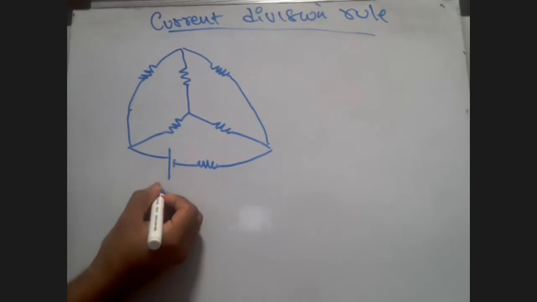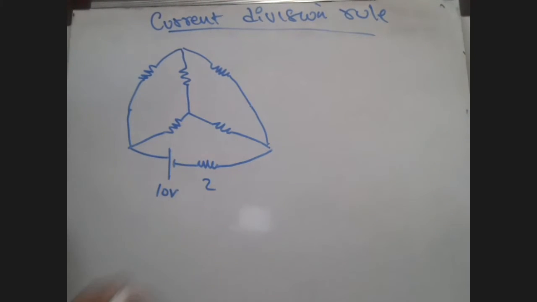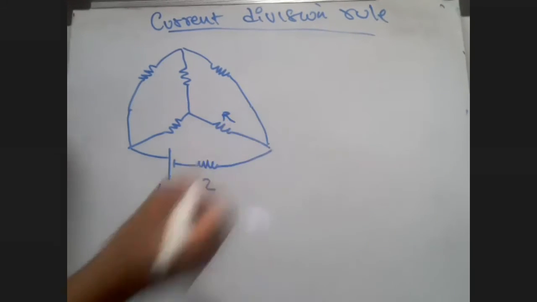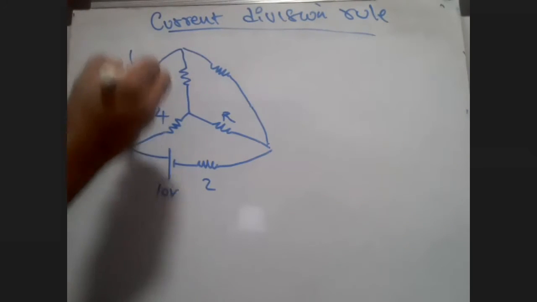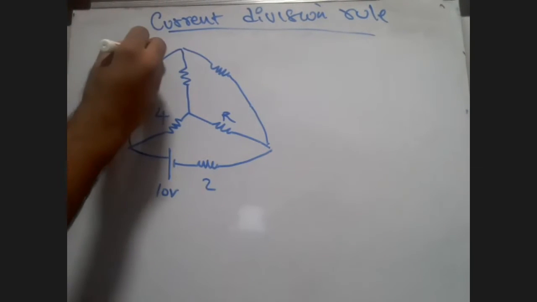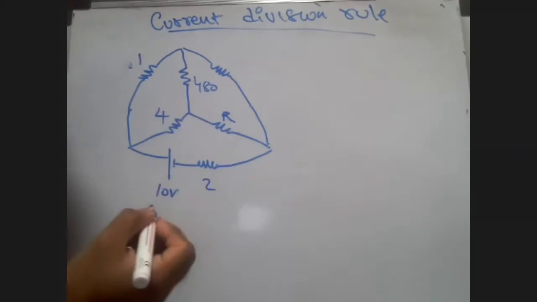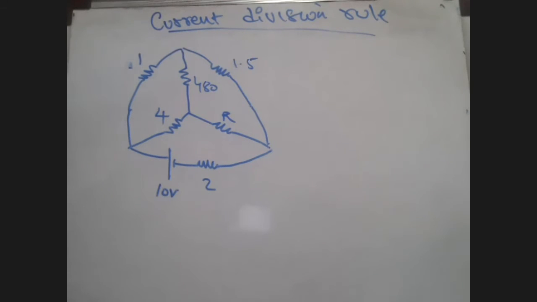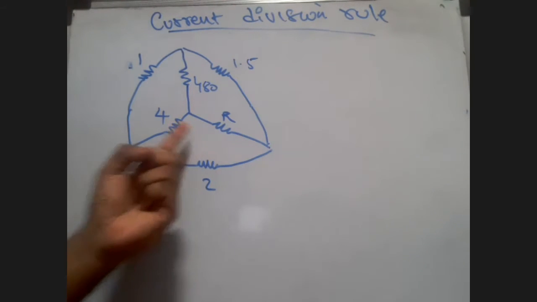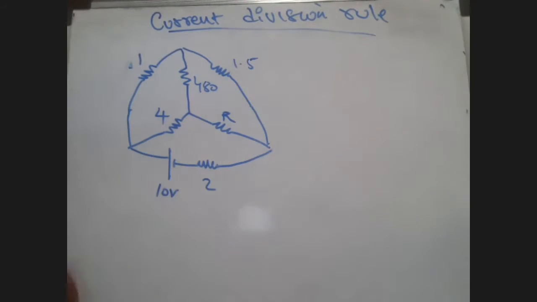Suppose this is going to be 10 volts and this is going to be 2 ohms here, this is going to be R here. Let's say it's just an R. This is 4 ohms here. This is 1 ohm here. This is going to be 480 and this is going to be 1.5 ohms. Now you have to find out the current through this resistor R, unknown resistance R.